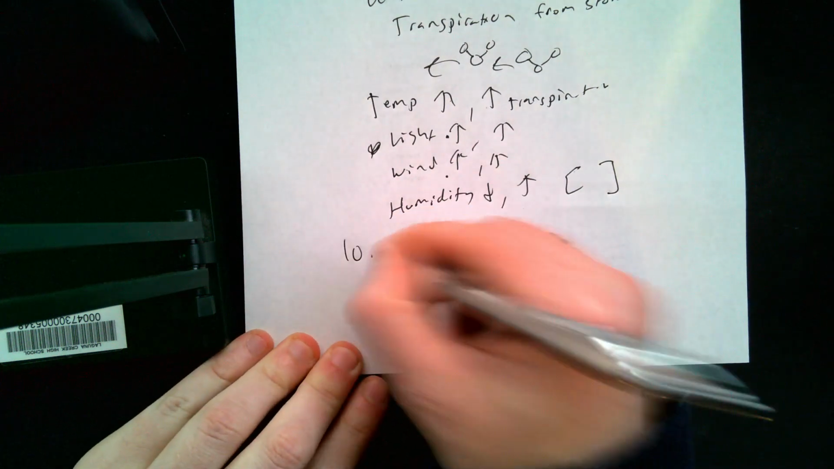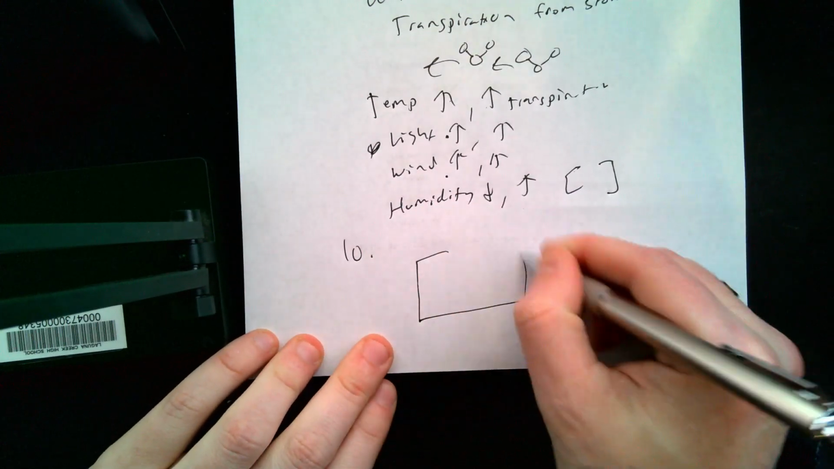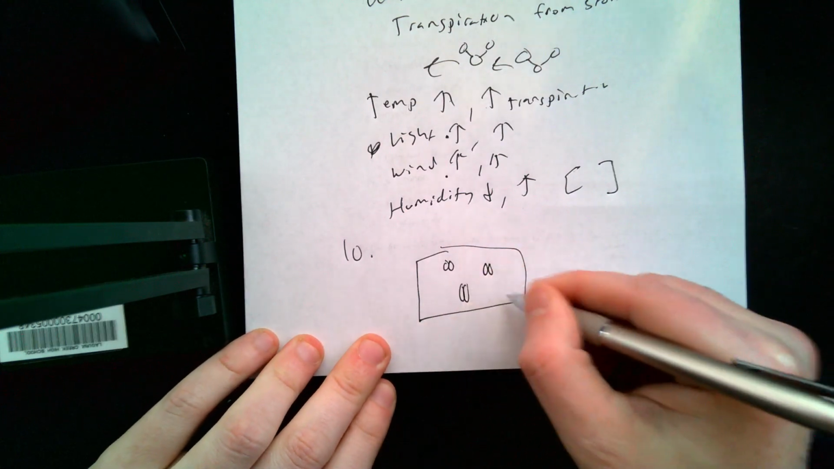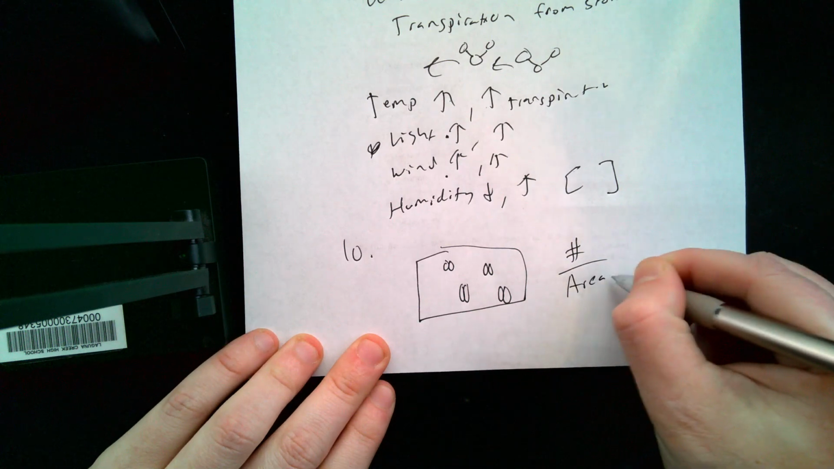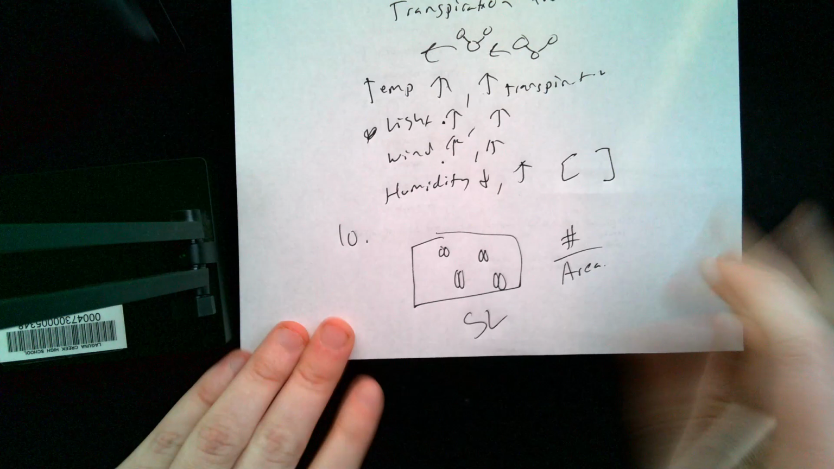Stomatal density. You should be able to look at a leaf and look for these things and count them. And then you take the number over the area to get the density. Yes! And that is the end of the SL.